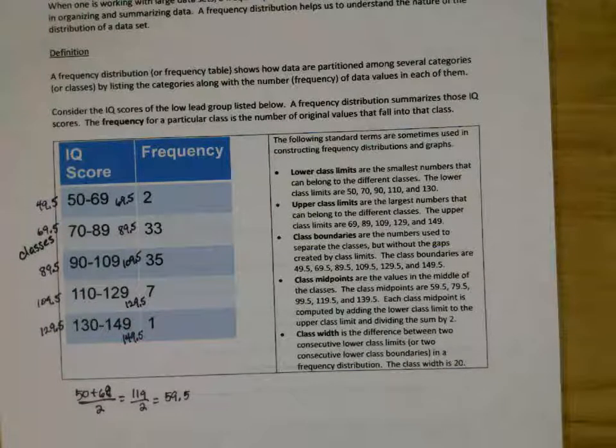So each class midpoint is computed by adding the lower class limit to the upper class limit and dividing that sum by 2.